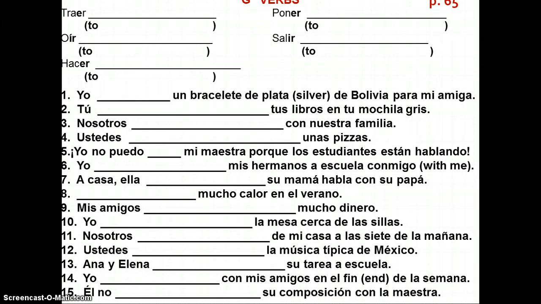All right, look at page 65 and go ahead and attempt to write the irregular yo form for each of these 6 verbs at the top. Underneath it in parentheses, write the definitions, and then those are the only 5 verbs you're going to use in 1 through 15. Figure out what verb would make the most sense and conjugate it appropriately and put it in the blank. Pause the video, complete this on page 65, and then restart it to check your answers.